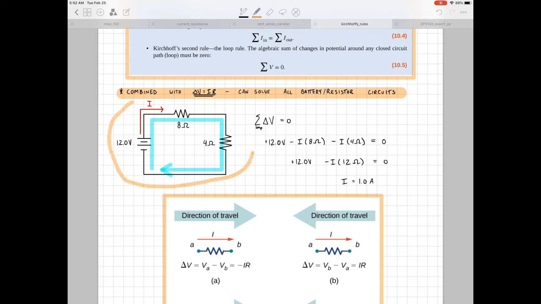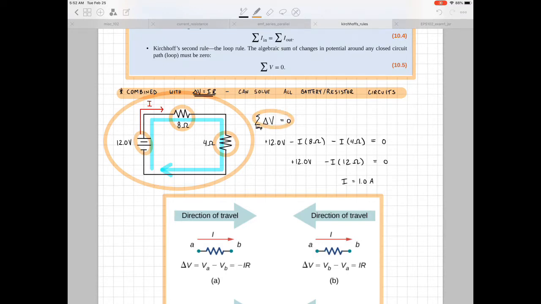So right here, I've got a 12-volt battery hooked up in series with an 8 ohm resistor and a 4 ohm resistor. And so first off, the junction rule here is essentially as straightforward as it can be. There are no junctions, and so that means the current has to be the same through each of these circuit elements.